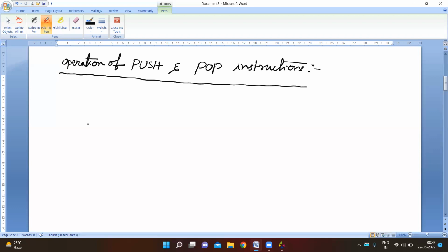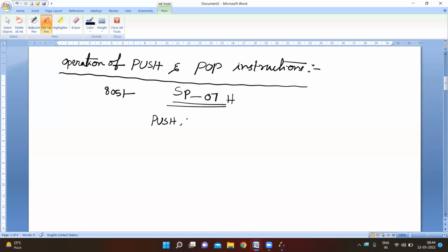The starting address of the stack in the 8051: every time we reset the 8051, if you press the reset button on the 8051, the stack pointer always shows the 07H address. And after execution of a push instruction, the contents of registers are saved onto the stack.